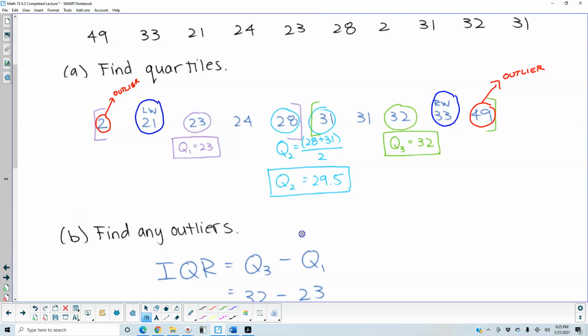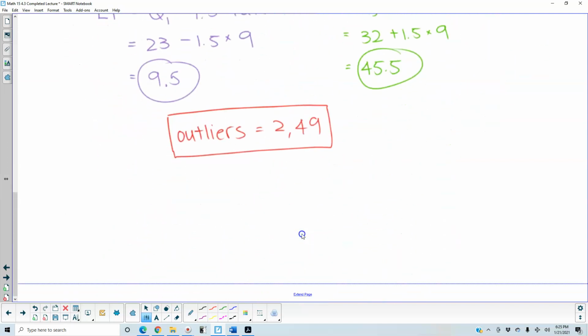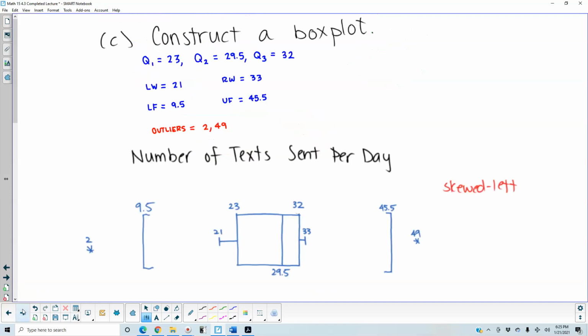So now that we have all this information, we can go ahead and construct a box plot. So let's go ahead and do that. If we want to construct a box plot, we first need to determine quartile 1, quartile 2, and quartile 3 from our data. So rewriting from our previous slide, quartile 1 is 23, quartile 2 is 29.5, quartile 3 is 32. The lowest number that's not an outlier in our data set is 21. The largest number that's not an outlier is 33. The lower fence is 9.5. The upper fence is 45.5. And the outliers are 2 and then 49.